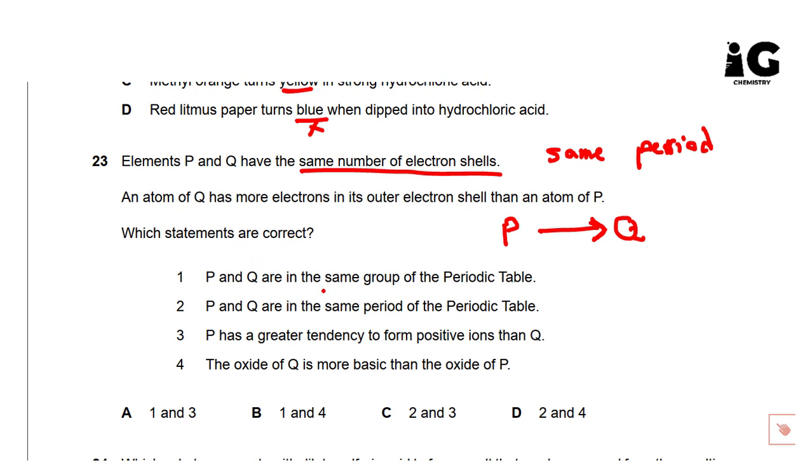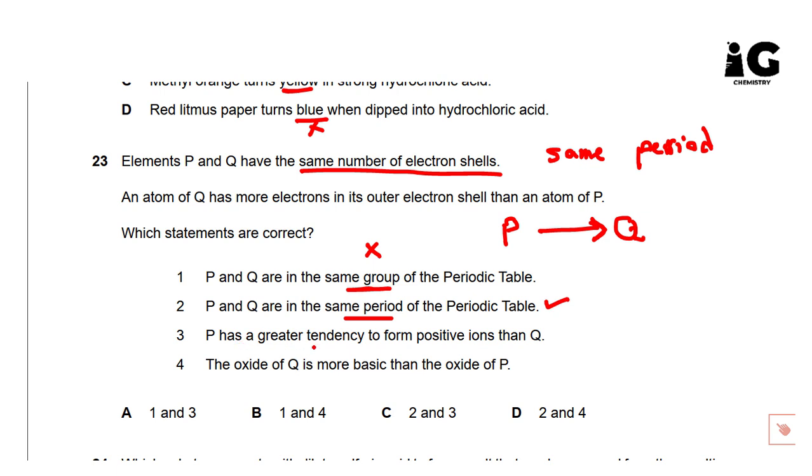P and Q are in the same group. This is not correct because we said they are in the same period. Actually, same group means the same number of electrons in the outermost shell, and this is not correct. Number 2, P and Q are in the same period. This is okay, this is true.